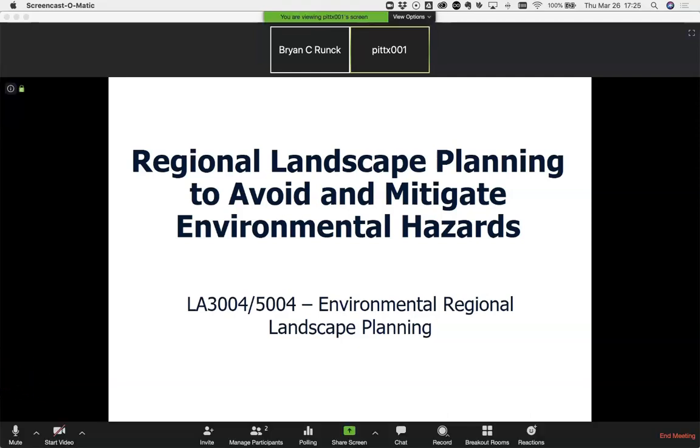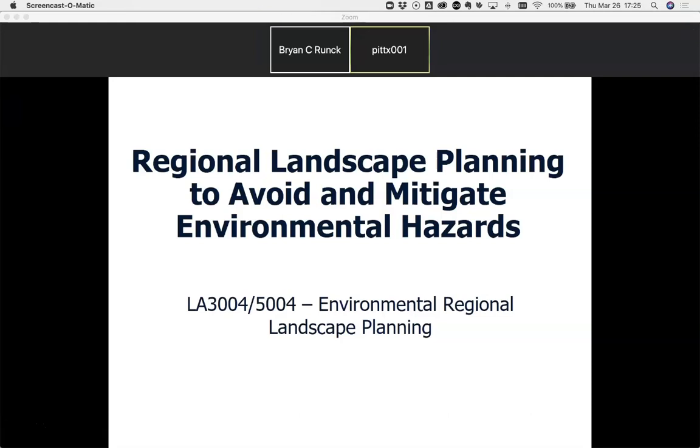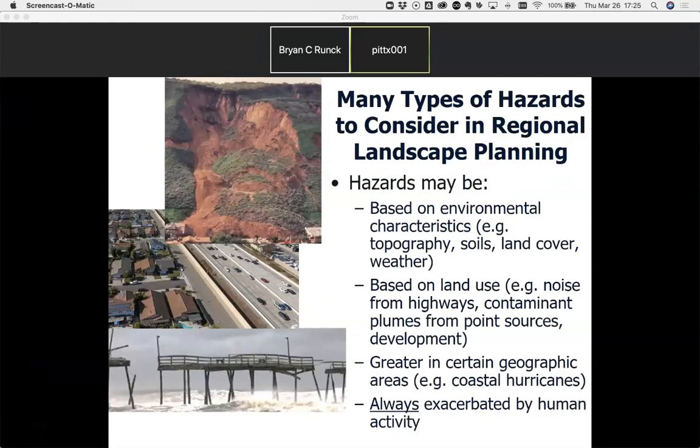Today, we're going to talk about regional landscape planning to avoid and mitigate environmental hazards. There are many types of hazards to consider in regional landscape planning. They can be based upon environmental characteristics, for example, topography, soils, land cover, and weather. They can be based upon land use, noise from highways, contaminant plumes from point sources, development.